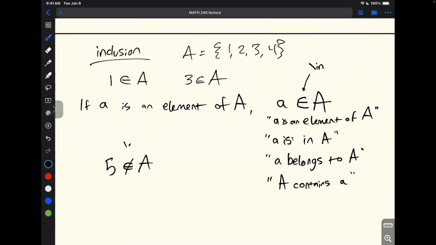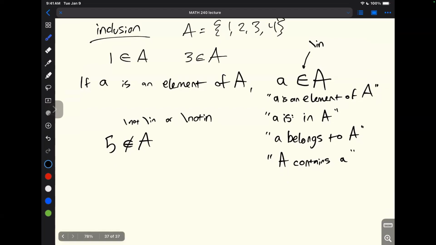In LaTeX, we could do \not\in, or they've got a shorthand, \notin, all one word. So when we say this, it's basically all of those statements, except we say 5 is not an element of A. 5 is not in A. 5 does not belong. So we just negate that statement.